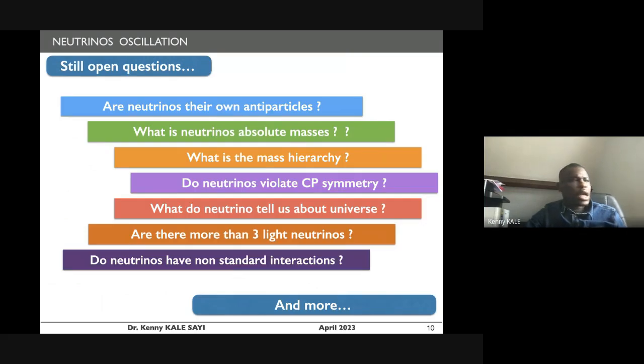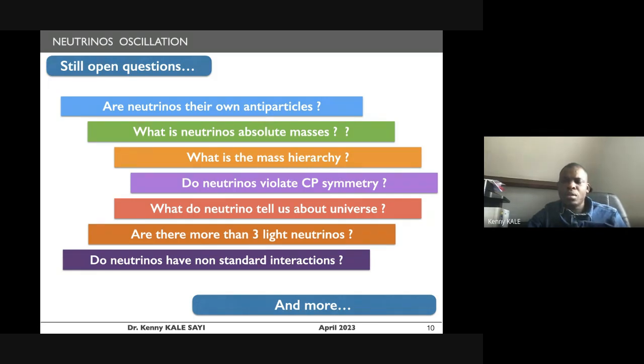And now that we know that neutrinos have mass, we know that they oscillate. The question is that these are few answers compared to the many other questions we have about neutrinos. The first question is that, still now, we don't know if neutrinos are their own antiparticle.